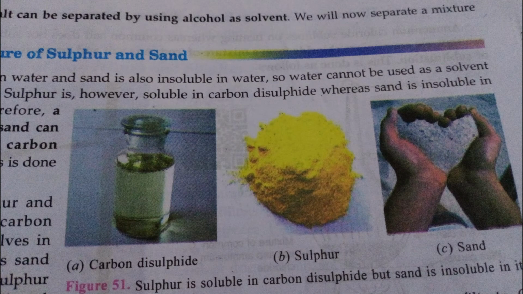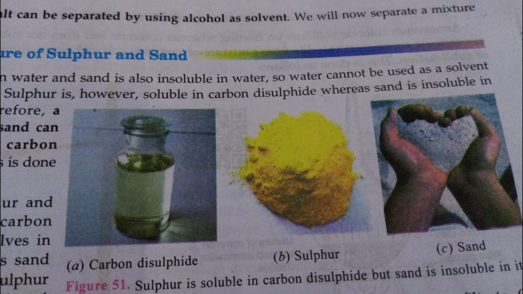To separate a mixture of sulfur and sand: sulfur is an amorphous powder, yellow in color, whereas sand is not. Sulfur is insoluble in water and sand also is insoluble in water, so water cannot be used as a solvent to separate their mixture. However, sulfur is soluble in carbon disulfide whereas sand is insoluble in carbon disulfide. So using carbon disulfide as a solvent, you can separate sulfur and sand.